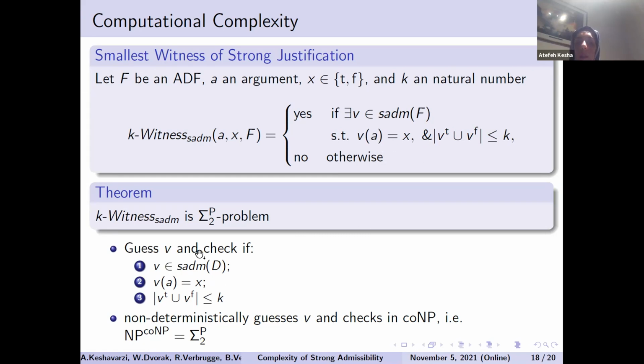The guessing part can be done non-deterministically, so it would be NP. This one takes NP time. And the first item here is a verification problem. We already showed that this problem is a co-NP problem, and these two parts take polynomial time. Therefore, the computational complexity of the whole problem increases to sigma 2.